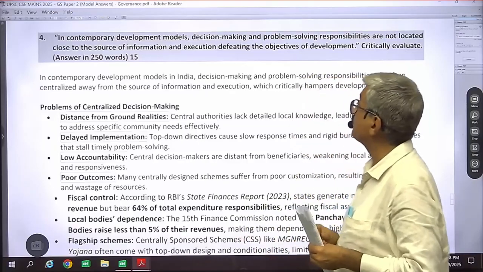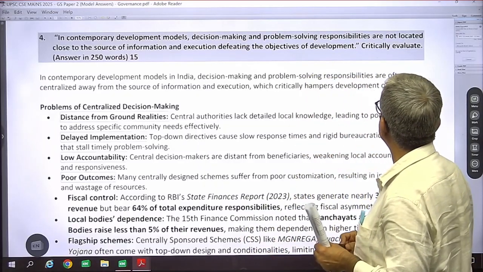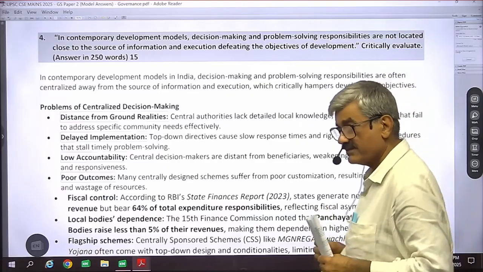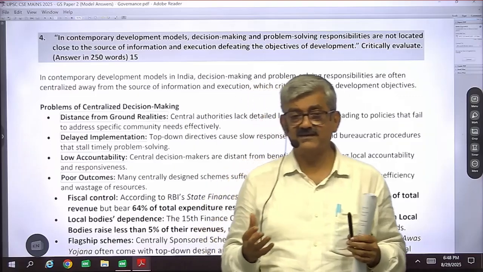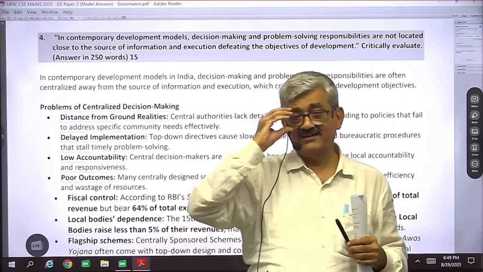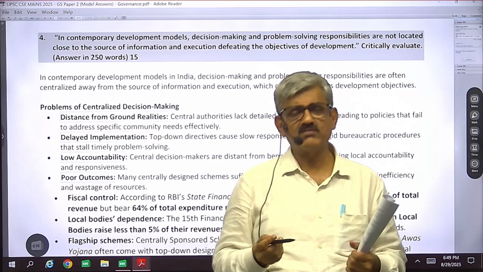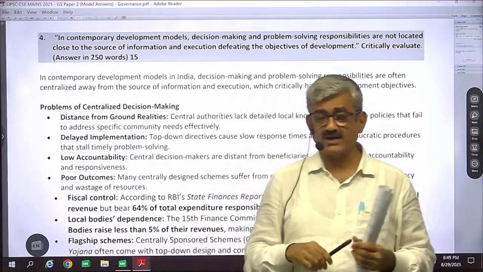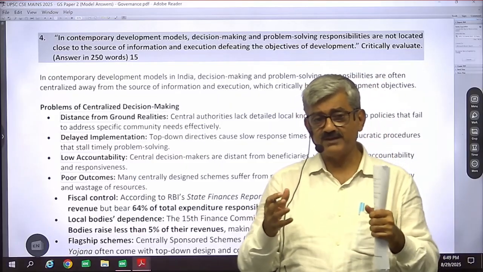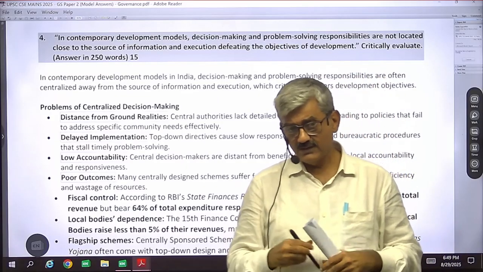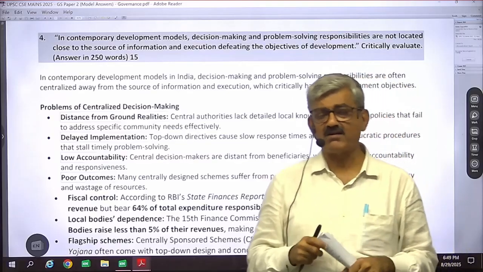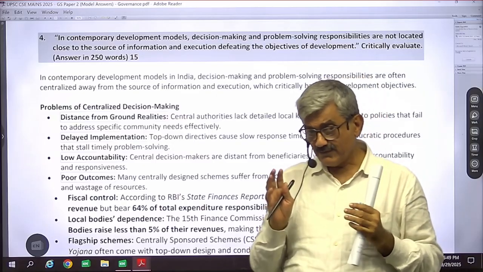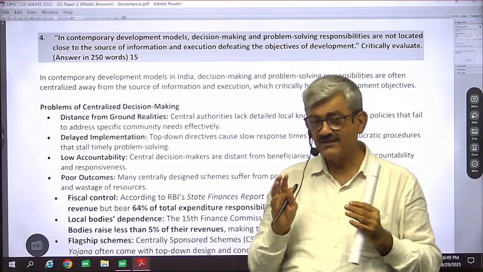In contemporary development models, decision making and problem solving responsibilities are not located close to the source of information and execution, defeating the objective of development. We all know development remains the most critical issue before all developing societies, even developed societies. But for a developing society like India, we all work for development and development. So in some way or the other, this question has to be part of the syllabus, and not only the syllabus but the question paper also. Here the focus is on decentralization.